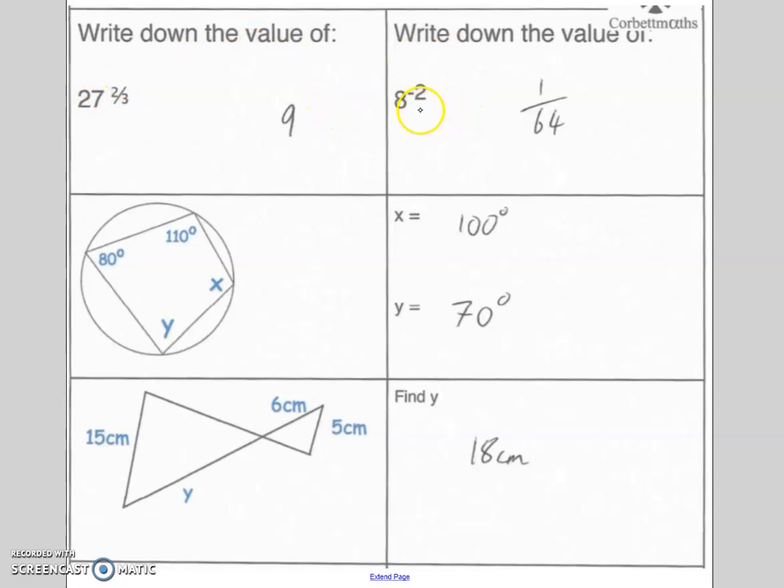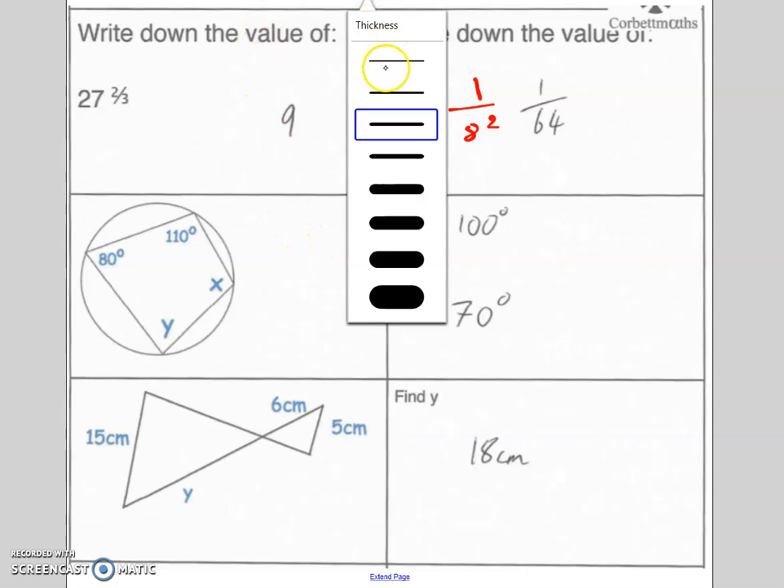Okay, so here we've got 8 to the power of negative 2. Whenever you have something that is a power of a negative, you must always turn it into its reciprocal. So it would be 1 over 8 to the power of 2. That gets rid of the negative. You still have to do that power, and then that gives you 1 over 64. Okay, so moving on.